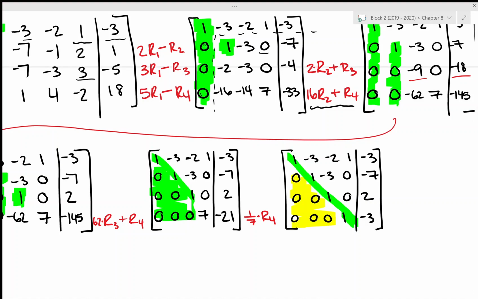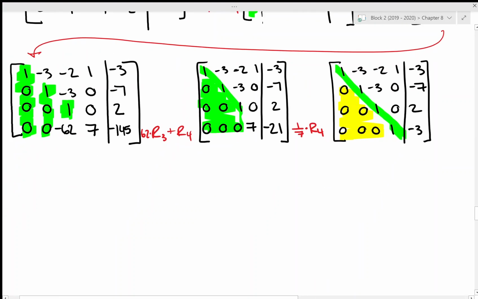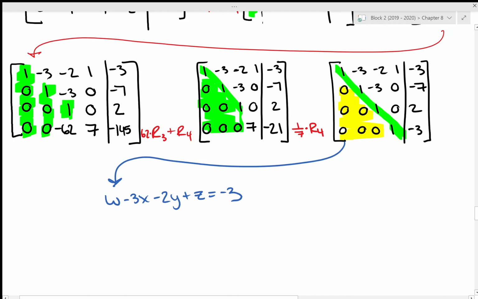So now I can finally rewrite this as a system. So it's 1w minus 3x minus 2y plus z equals negative 3. x minus 3y equals negative 7, because there's no z there. With this one, I just have y equals 2 and z equals negative 3. So with this one, you lucked out that 2 of them were already solved for you.